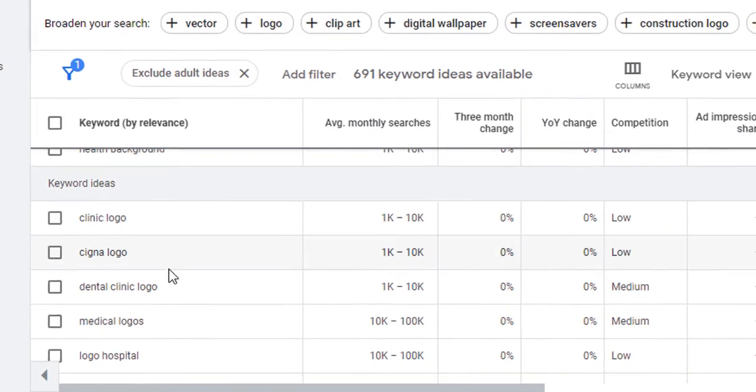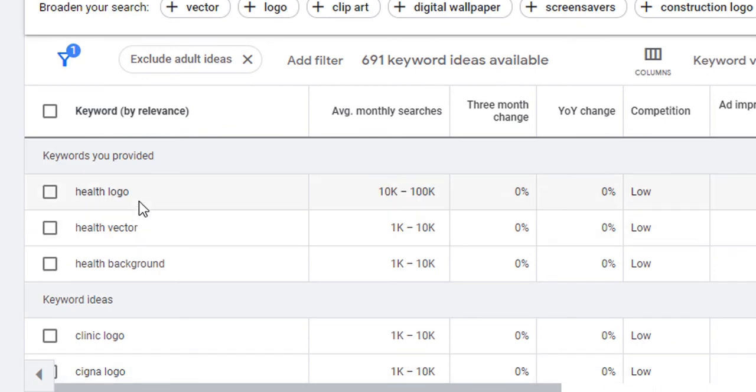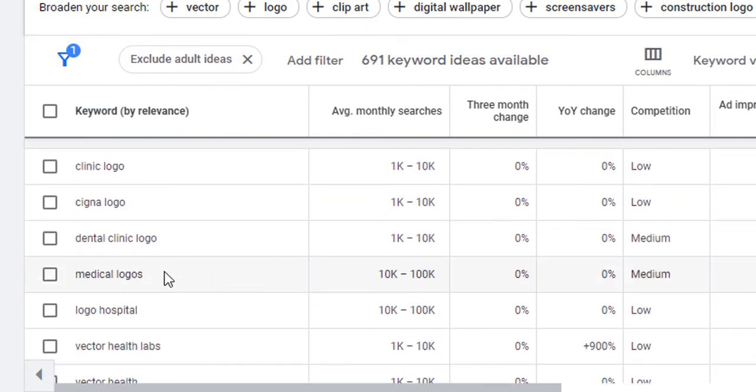On the other hand, it also gives us some more keyword suggestions. Here you could see that not just health logo, many people search for medical logos, and it has a similar range. It goes up to 100,000. Similarly, logo hospital. So it makes things even easier for us. The logo hospital also has a similar range.